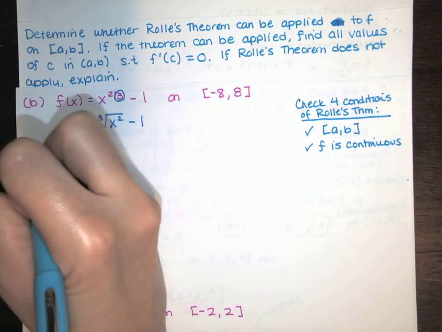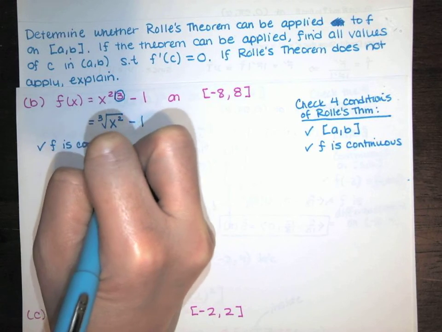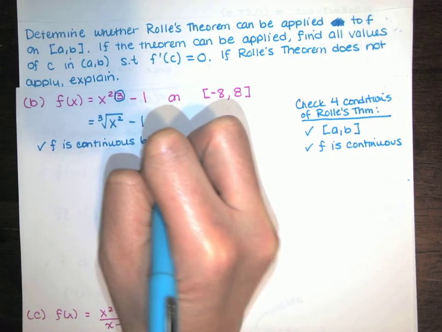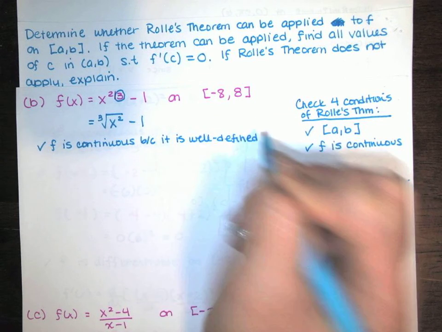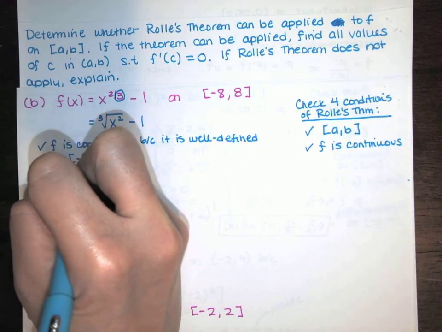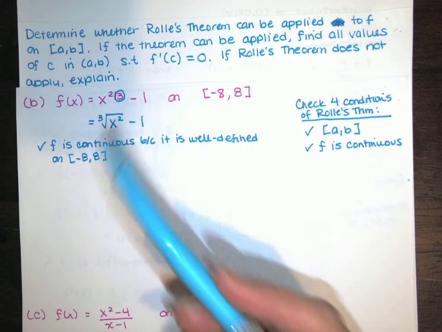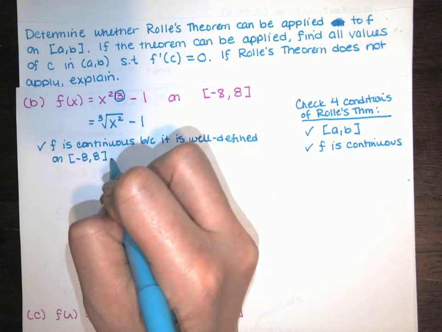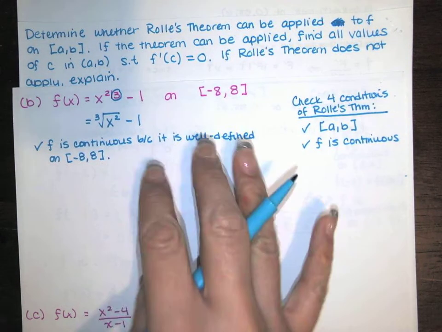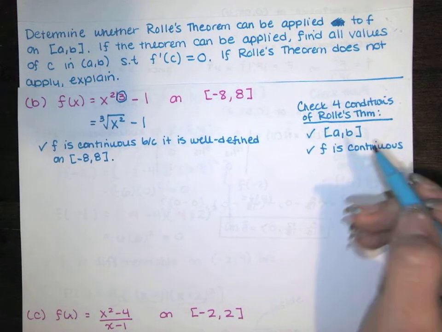And we'll say f is continuous because it is well defined on the stated interval and it's given by a single equation. It's just a difference of two continuous functions. It's not a piecewise function, so since it's well defined, it is continuous. Alright, so we need to check continuity.